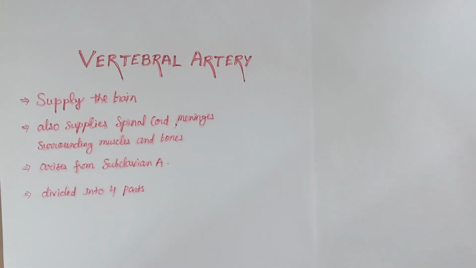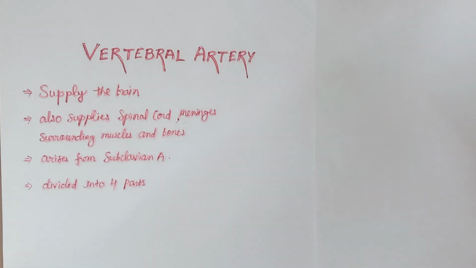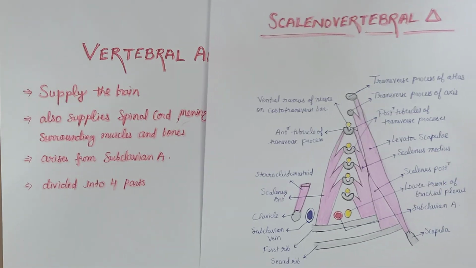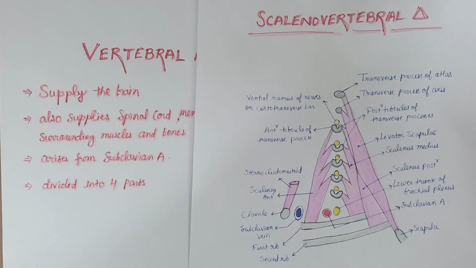Now, first part of vertebral artery. The first part extends from the origin of the artery to the transverse process of the 6th cervical vertebra. This part of the artery runs upward and backward in the triangular space between scalenus anterior and longus colli muscle, called the scalenovertebral triangle.